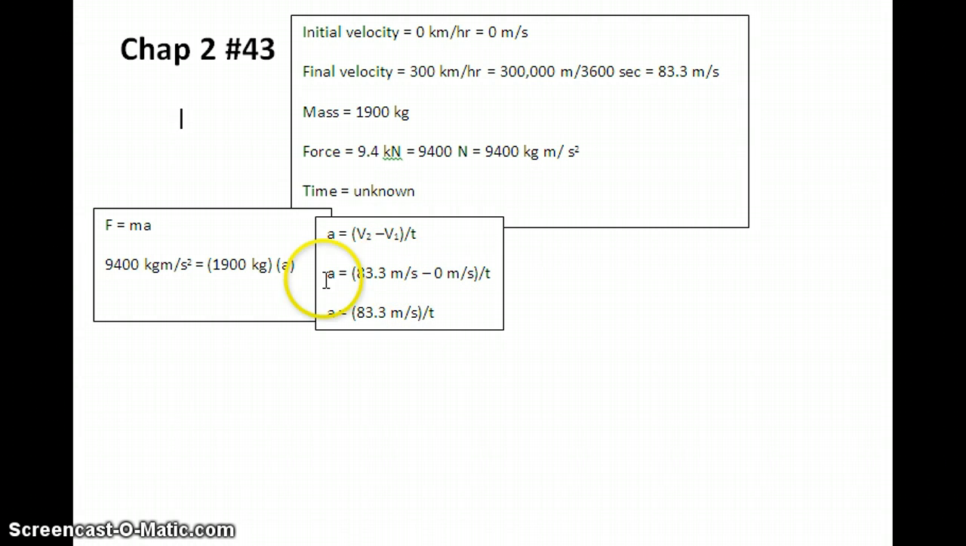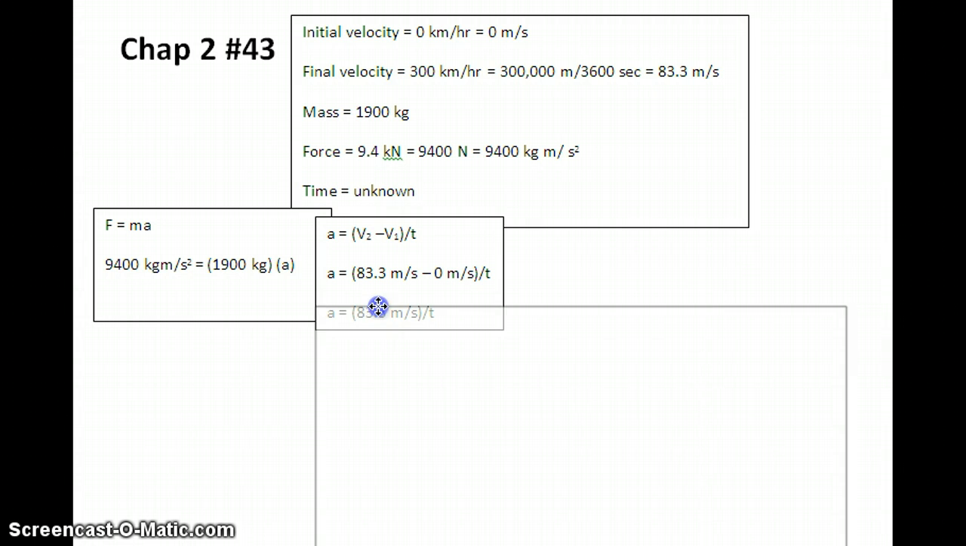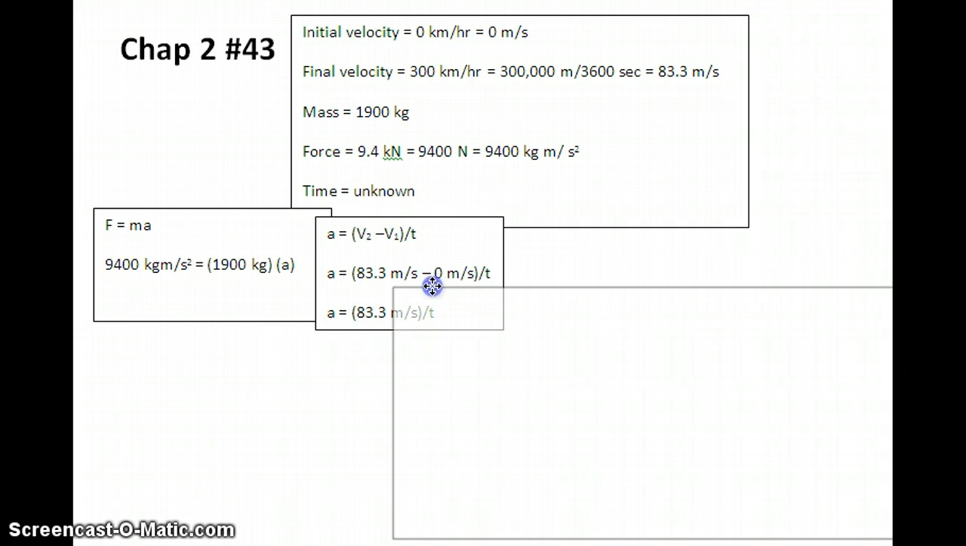So when we subtract 0 from 83.3, we end up with 83.3. So the acceleration is equal to 83.3 meters per second divided by t. And time, this is t, time we're hunting for. So if we can figure out what time is, that's the answer to the problem. So with this acceleration mostly known, we plug that in right here. And that will give us something like this.